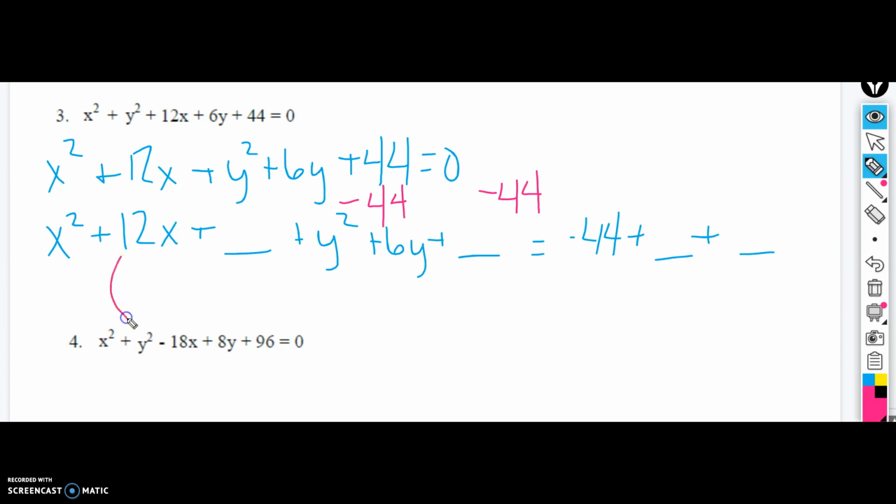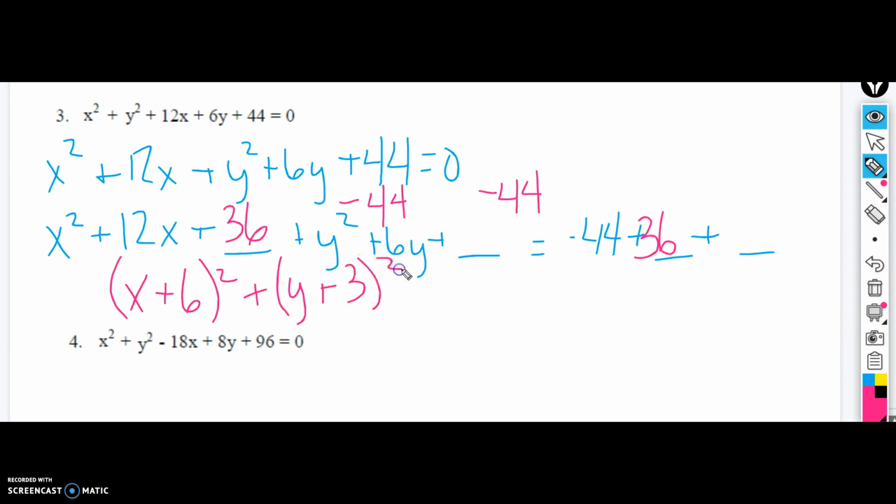All right. X, half of 12 is 6. Squared is 36. So 36 is going to go there and also on the other side of my equal sign. Plus y squared plus 6y. Half of 6 is going here. 3 squared. 3 squared is going up here. 9.